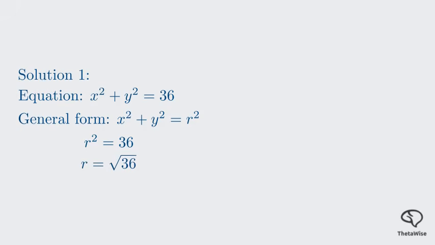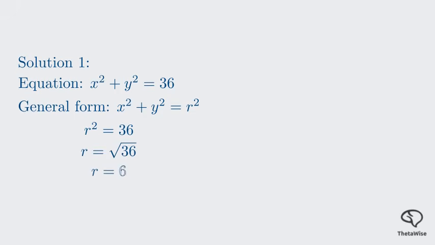To find the radius r, we take the square root of both sides. This gives us r equals the square root of 36. Since radius is a length, it must be positive, so we take the principal square root. The square root of 36 is 6. Therefore, the radius of our first circle is 6 units. We have now found the key piece of information needed to draw our graph.